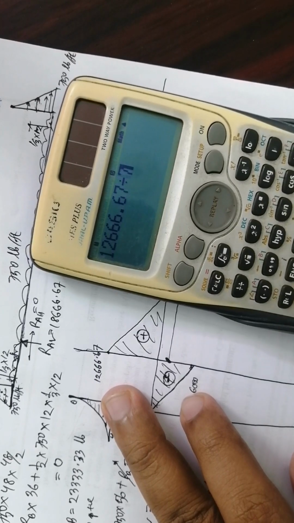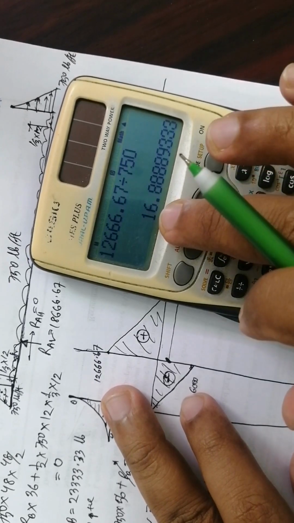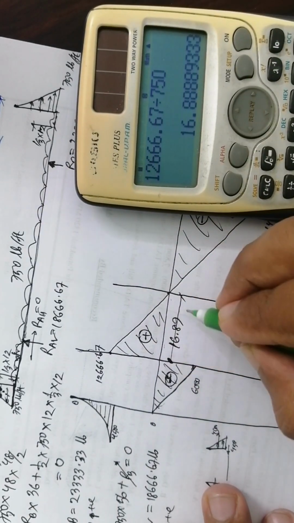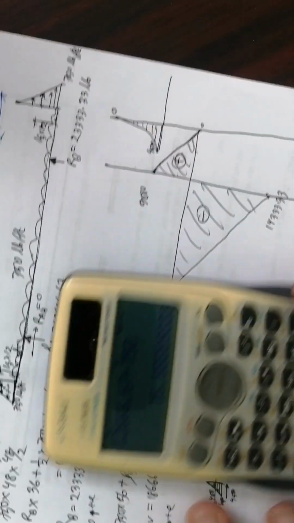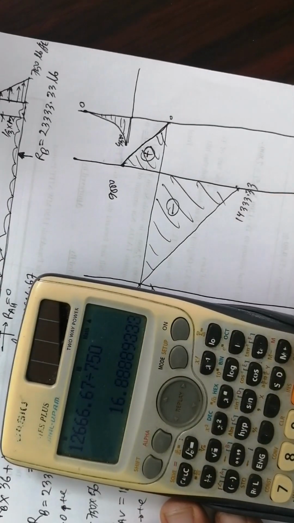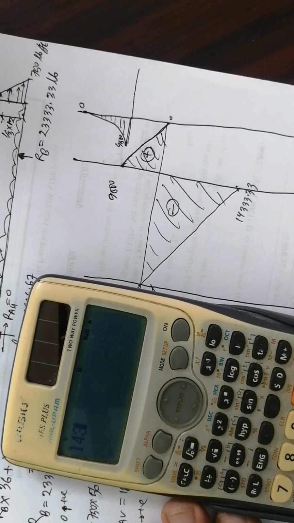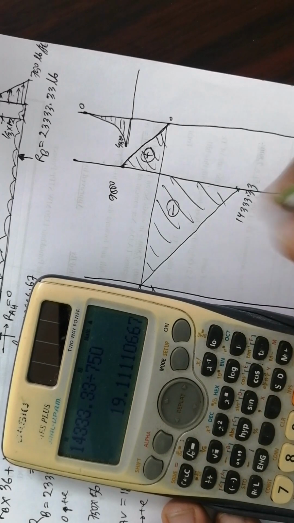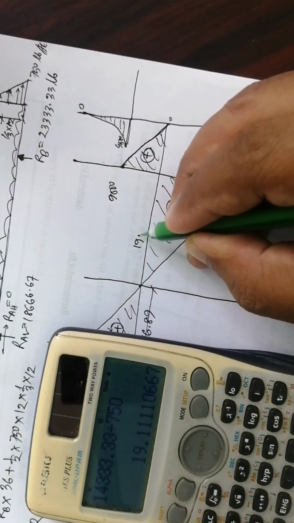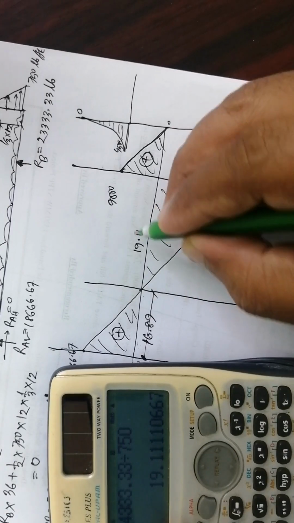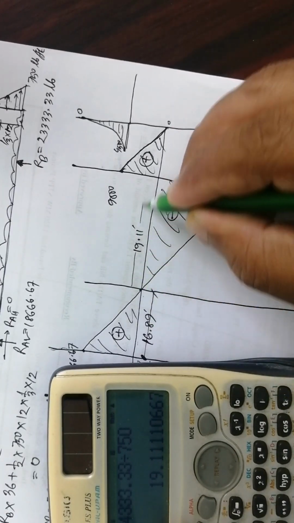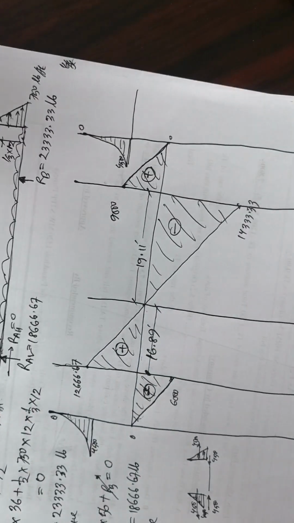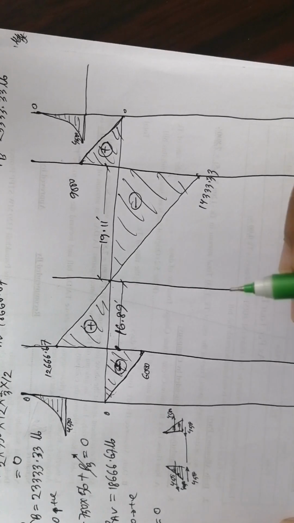12666.67 divided by distributed load 750, 16.89 feet. And then for this, 14333.33 divided by 750, this is 19.11 feet distance. Now we calculate the moment diagram.